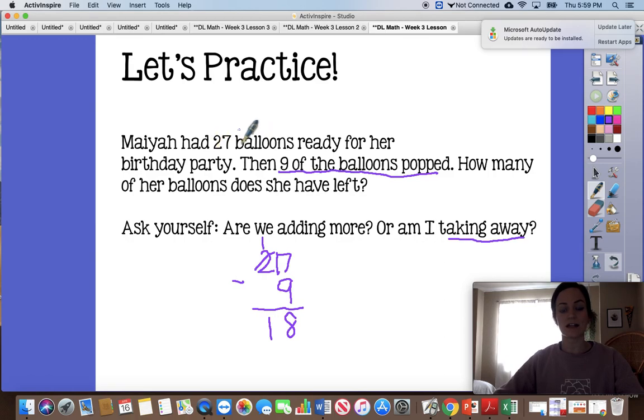So Maya had 27 balloons. 9 of them popped, so we subtracted it away, and now Maya ends up with 18 balloons. Okay, remember when we subtract, we're getting a smaller number as our answer. Okay, we can't end up with more, right? If 9 balloons popped, would Maya magically have more balloons at her birthday party? No, right? She's going to have less, and she has 18 balloons. Let's look at another one.